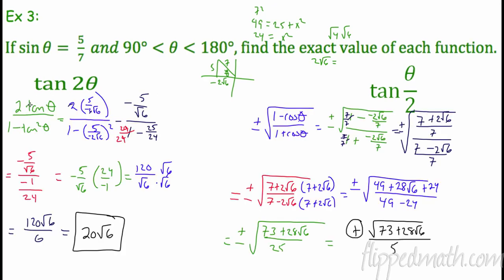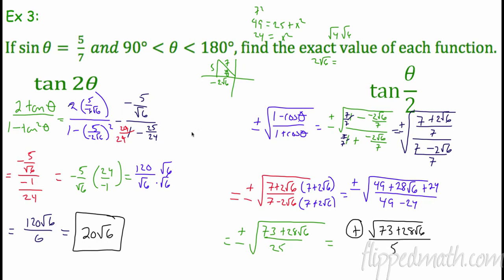All right, over here we have our double angle formula. We plug in 5 over negative 2 radical 6. Have some algebra to do here. The 2's cancel, we're left with negative 5 radical 6. Subtract 1 minus that, we get negative 1 over 24. Multiply by the reciprocal, we get 120 over radical 6. We have to rationalize the denominator, so 120 radical 6 over 6, and then divide by 6, we get 20 radical 6.